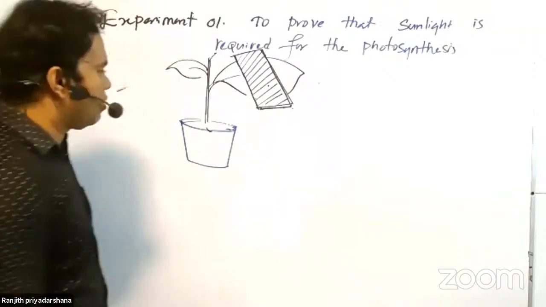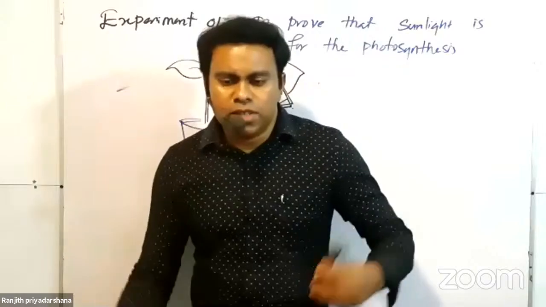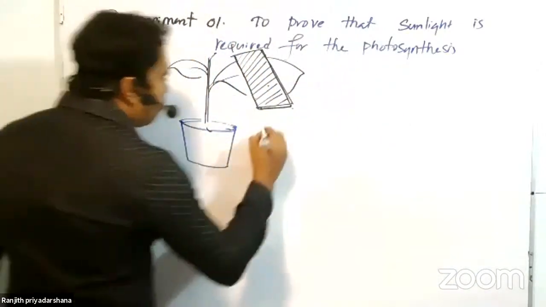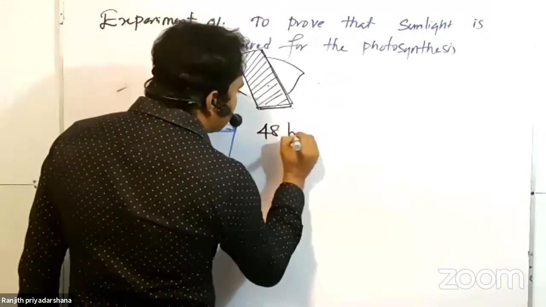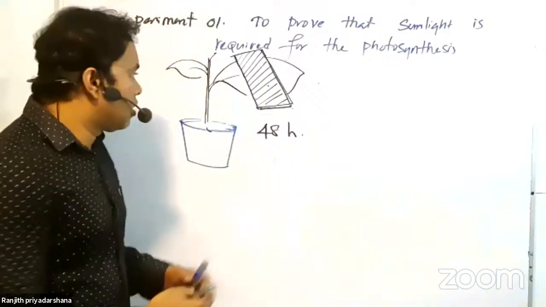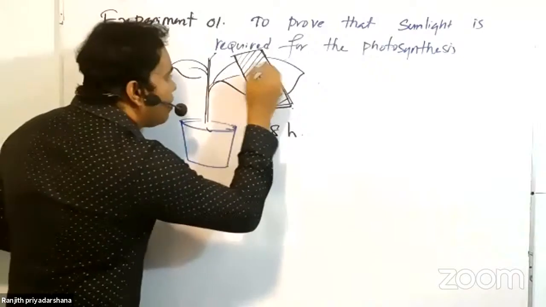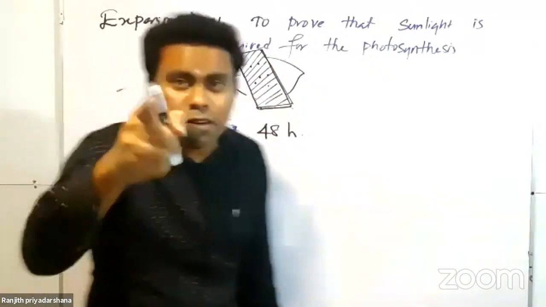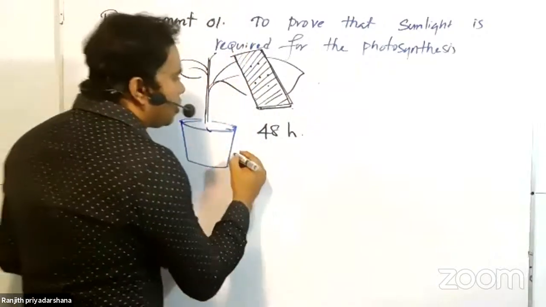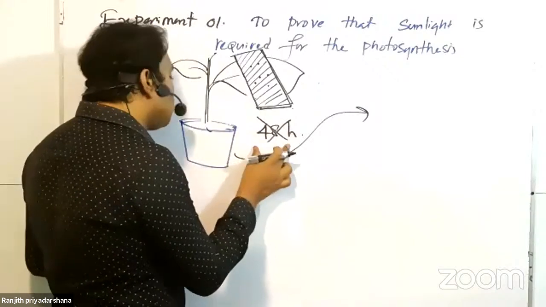Okay. When selecting this plant, first we have to keep it 48 hours in the darkness. What's the reason behind that? Because already produced starch exists inside this covered area. Already produced starch exists.